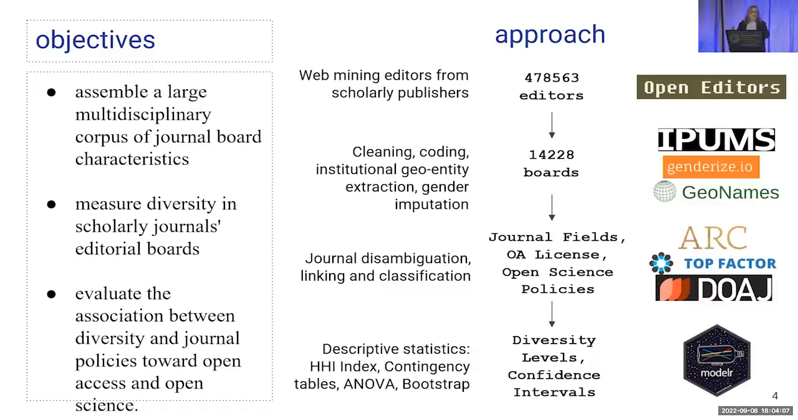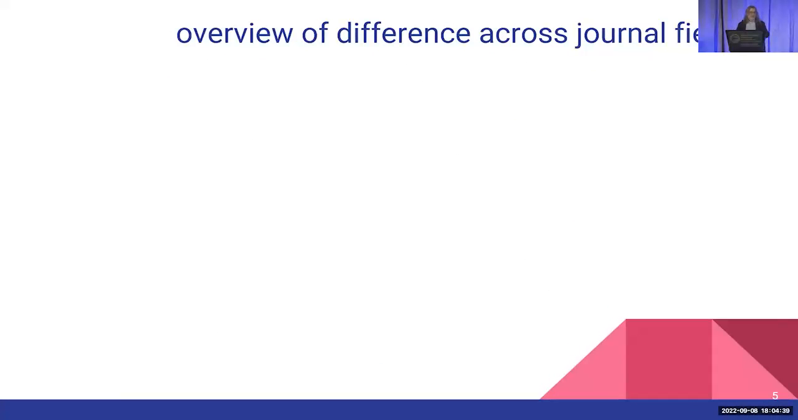And then we use descriptive statistics. For international diversity, we use the HHI index, which is also known as the inverse participation ratio or the Simpson diversity index. Basically, it's the sum of squared proportions of representatives from a class. And for gender, it's the proportion of gender. And then for the descriptive statistics, contingency tables, ANOVA comparisons, and bootstrapping for confidence intervals to do fairly robust descriptive differences across those different strata. So let's look at some of these overall differences.